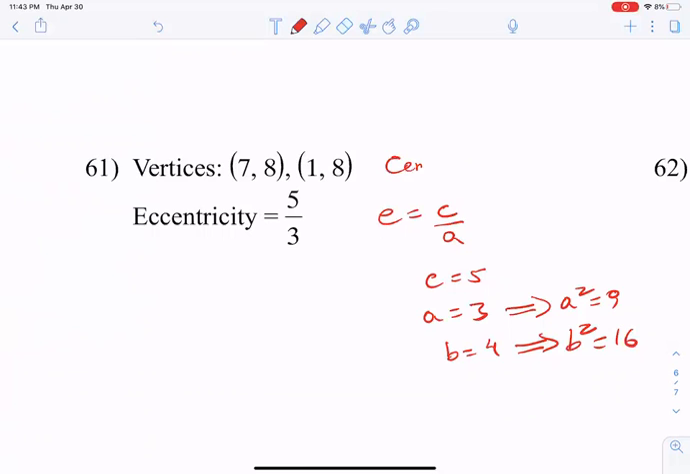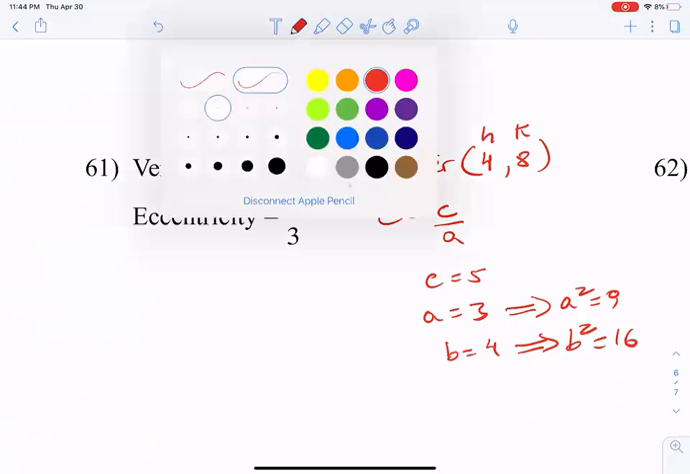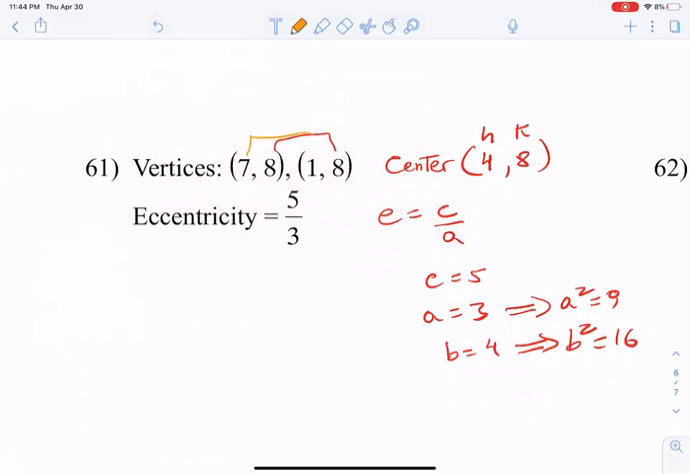The center is whatever is fixed. So this is fixed, and this is changing. So the midpoint between those two is 4, right? 3 units to the right, it will be at 1. I'm sorry, at 7, and 3 units to the left, it will be at 1. So I have h, k, and this is going to be horizontal because the change is in the x coordinate.